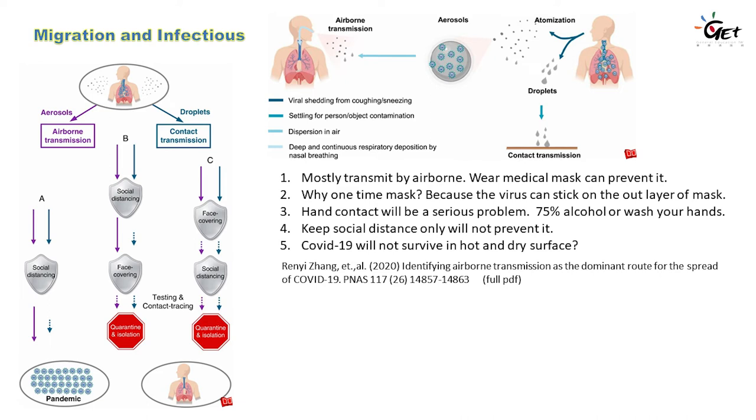So we have to think about this: normally when we go out, we wear a mask, we dress up, right? We cover our body to block the virus, but we still have contact transmission. So we have to think about how coronavirus will not survive on a hot and dry surface. It's an organism. It needs an appropriate temperature and appropriate humidity to survive. So for this point, number five, the answer might be yes, they will not survive on a hot and dry surface. But how hot? How dry? What is a so-called dry or hot surface? We need further research.